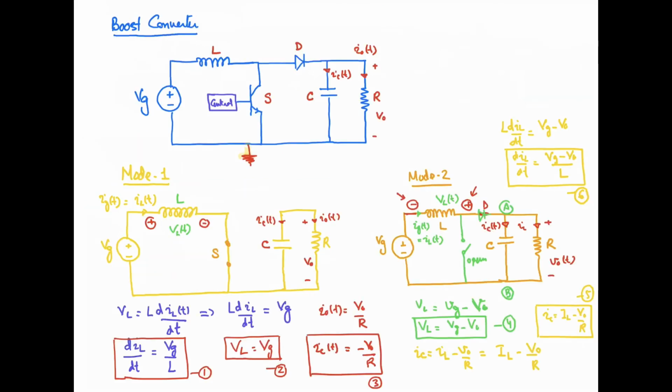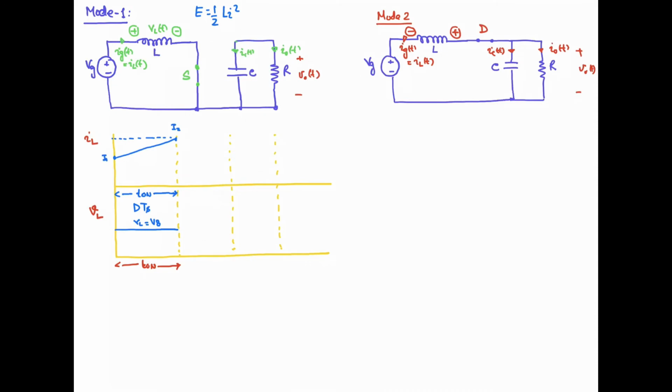Why? We have seen in the previous slide that when we interrupt the current through the inductor, it is going to resist the change by making its polarity opposite with respect to this one. Over here it was plus minus, and over here it is minus plus, so its polarity is opposite. So the inductor polarity will be opposite.